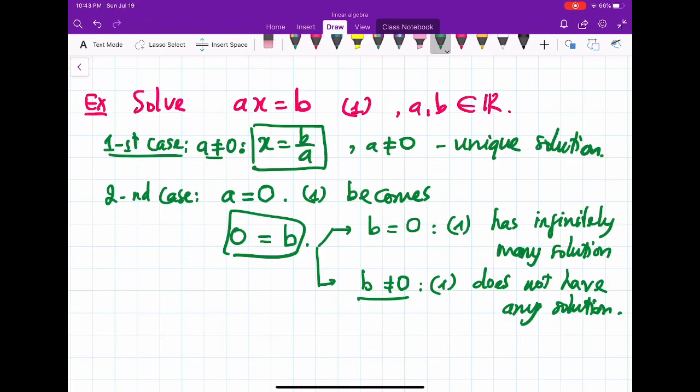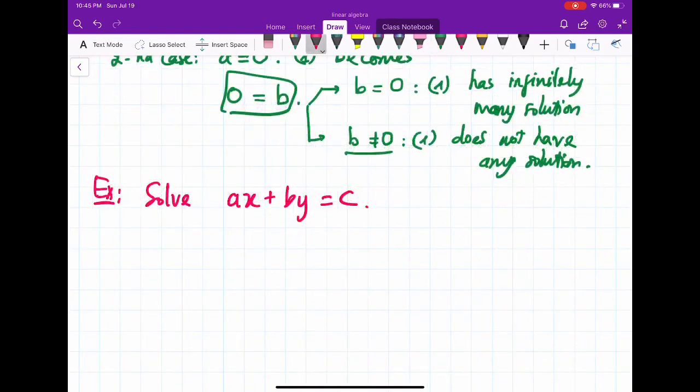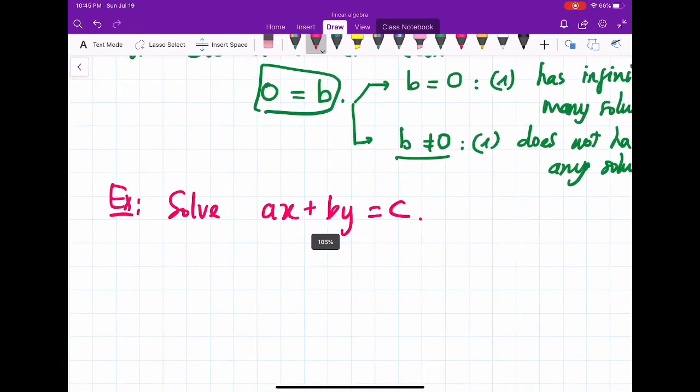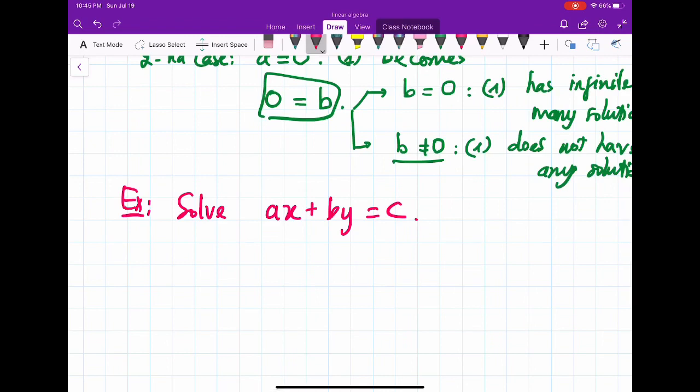That is about linear equation in one variable. Now let's consider another linear equation. ax plus by equal to c. Again, a, b, c are real numbers. Okay? So how do you think? It seems like this is the equation of a straight line. Is it correct? It's what we learned from pre-calculus.